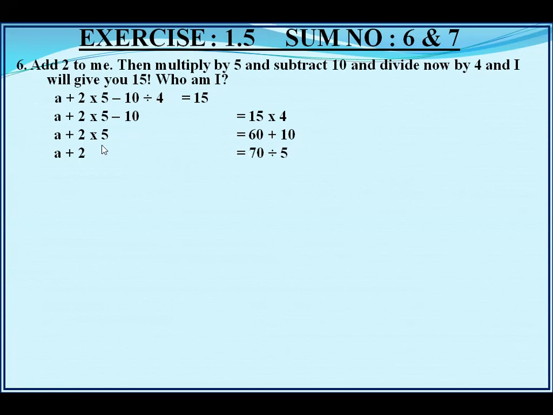Now multiplication by 5 goes to the other side as division. So A plus 2 is equal to 70 divided by 5, which is 14. Take the plus 2 to that side, it becomes minus 2. So now you found the number. I am the number A, 12.